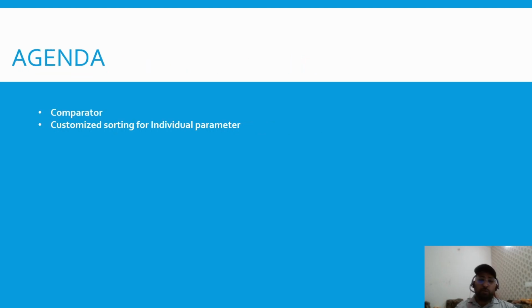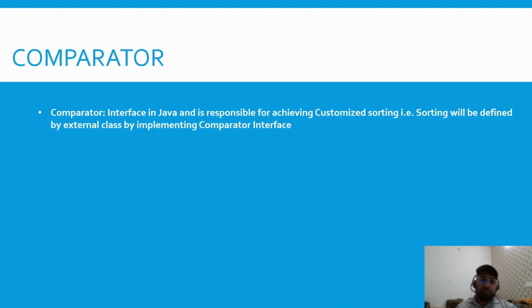Now we'll be discussing another important interface of Java, that is Comparator. This is also used for sorting purposes, but this one is used to implement customized sorting. So after learning what Comparator is, we'll try to utilize Comparator to implement customized sorting for the parameters of the class. So now let us try to understand what Comparator is. Comparator is an interface in Java and it is responsible for customized sorting, and sorting will be defined by an external class by implementing the Comparator interface.